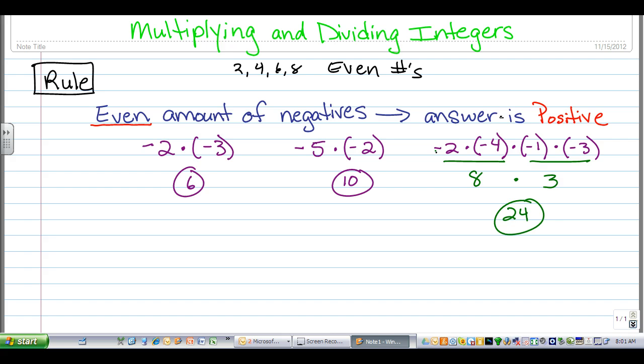But what I want you to remember though is just one rule. If there's an even amount of negatives, the answer is positive. Well, what about if there's an odd number? Well, if there's an odd number, what's left? The answer is either going to be positive or negative. So if there's an odd number, the answer is negative.